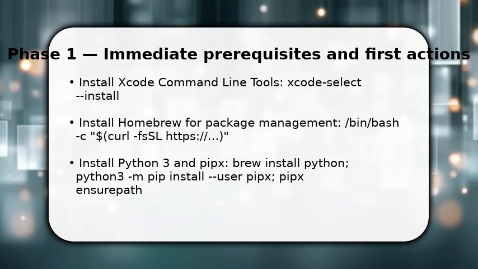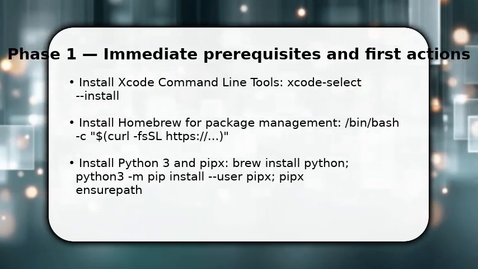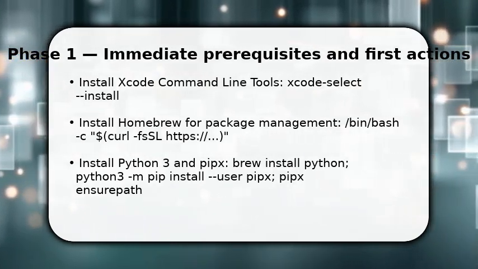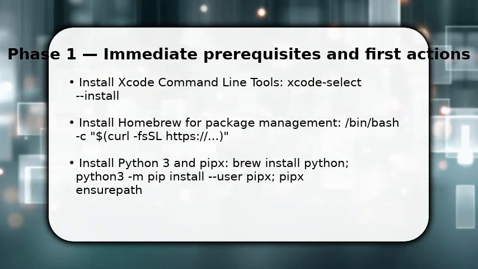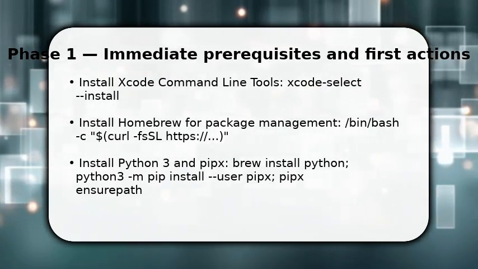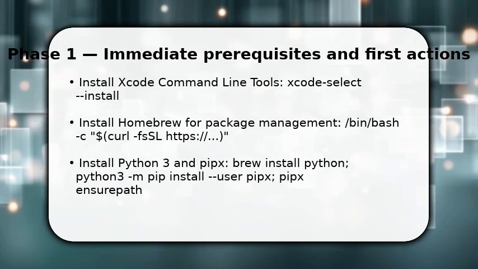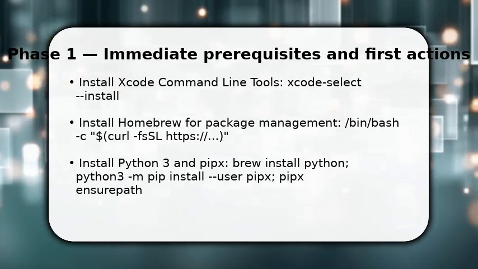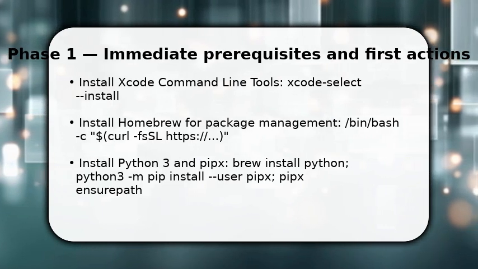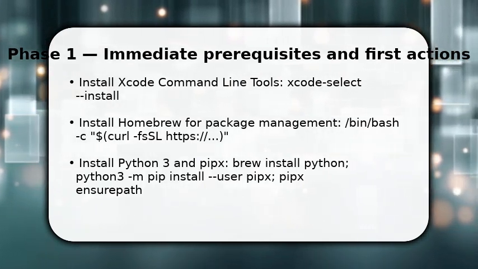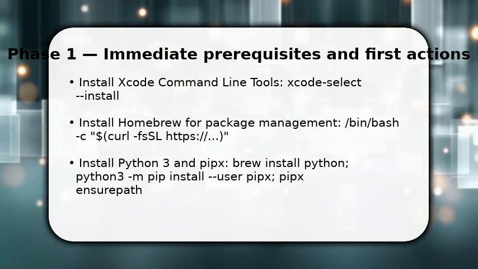You start in Terminal, install Xcode command line tools so builds work. Next, get Homebrew to manage packages quickly. Once Homebrew is ready, install Python 3 and pipx for isolated CLI installs. Make sure your shell recognizes pipx by restarting Terminal or running the pipx ensurepath command, then reboot the shell.